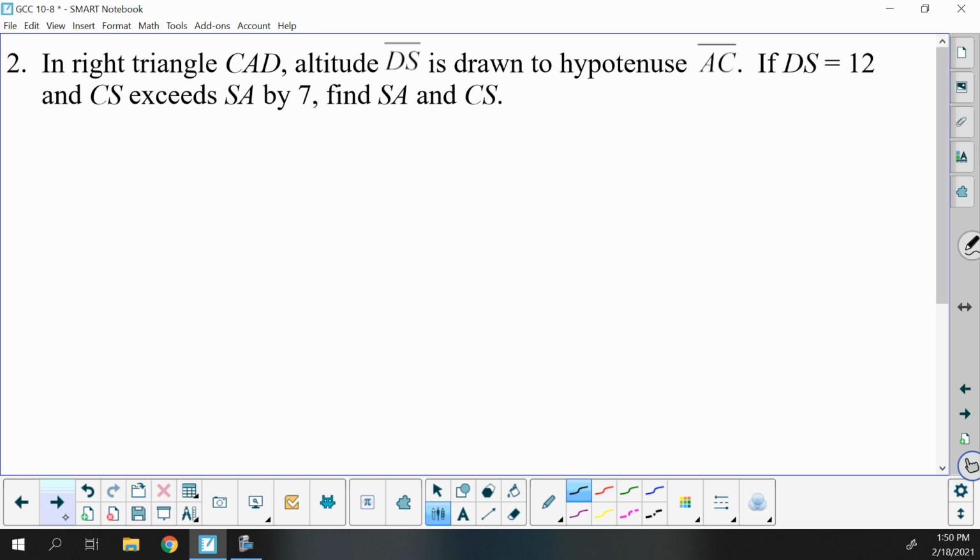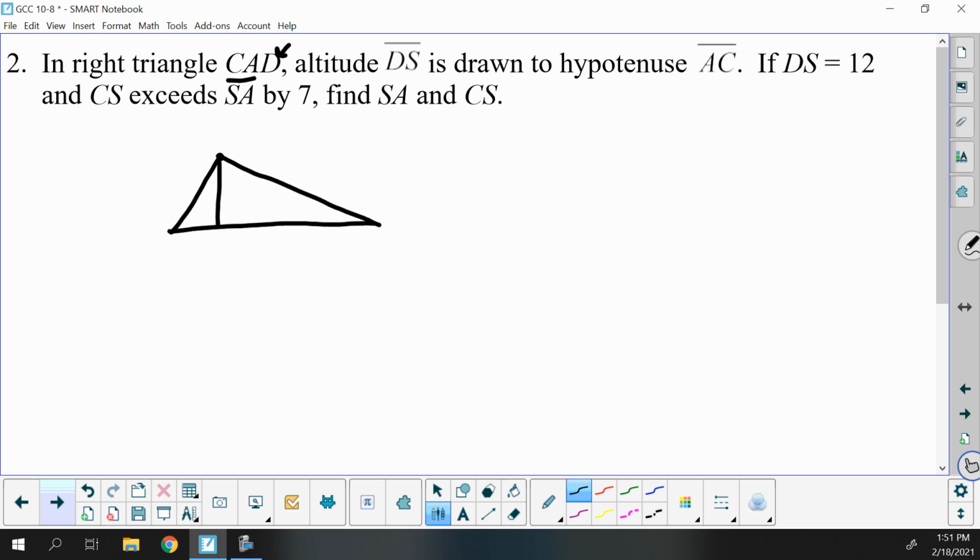So move into page 52. This one we have to draw the picture. So in right triangle CAD, altitude DS is drawn to the hypotenuse AC. So if AC is the hypotenuse, we know the right angle is at D. So when we do this, basically start where your right angle is going to be, draw one slanted line that's a little steeper, and then draw one that's not as steep.